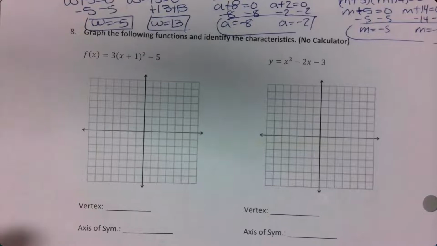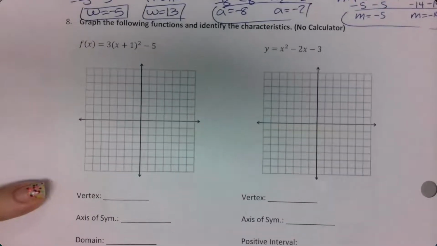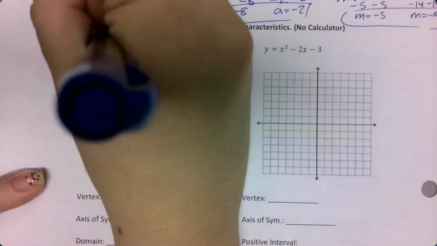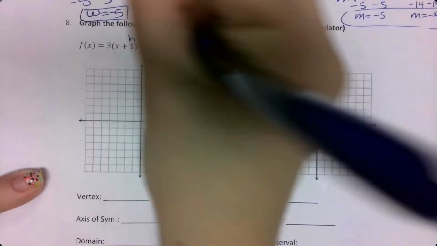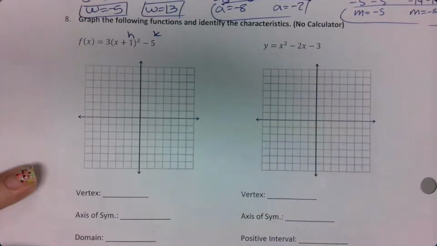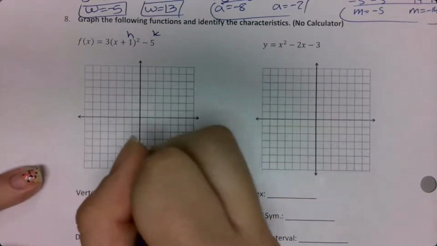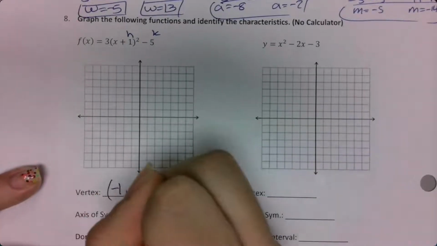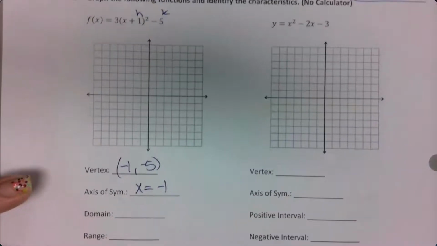Number 8 wants me to graph without my calculator. So, first one is asking me to find the vertex. This is in vertex form. So this is my h, k, and remember it's opposite the sign, so that is going to be negative 1, negative 5. Axis of symmetry is always my x value, so x equals negative 1.